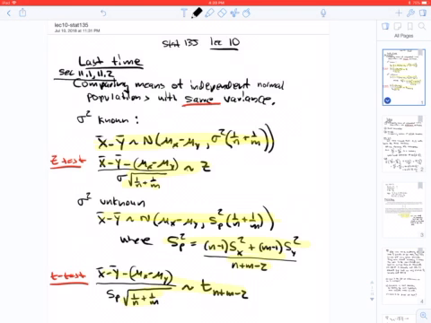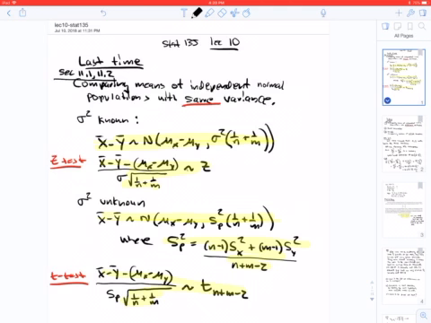Hello, this is lecture 10. Last time we started chapter 11, where we were comparing the means of independent normal populations with the same variance, and this gave us the z-test and the t-test.